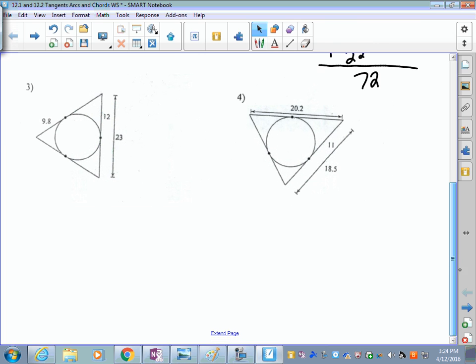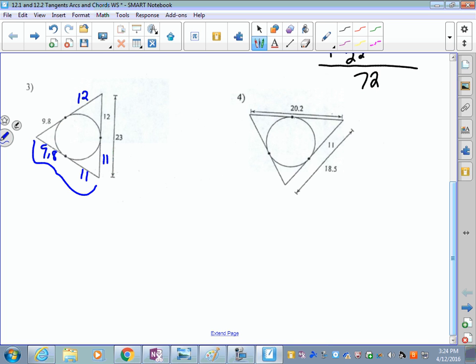Number 3. Where can we start? Right at the 12. Yep. So that means over here is 12. If this whole thing is 23 and that's 12, then the remaining piece would be 11. There we go. So if that's 11, then over here, its congruent tangent is also 11. And if that's 9.8, this is 9.8.